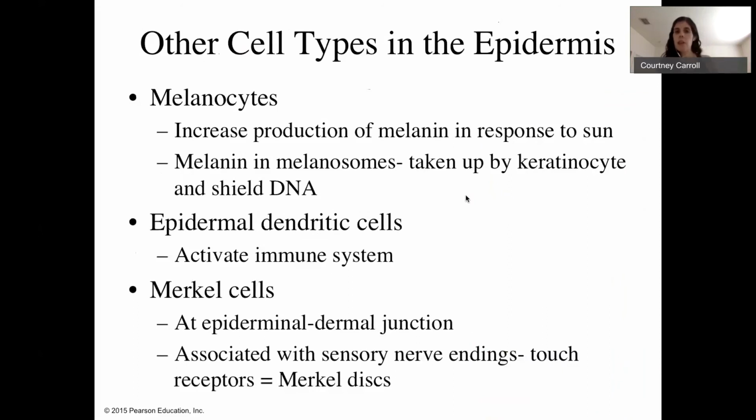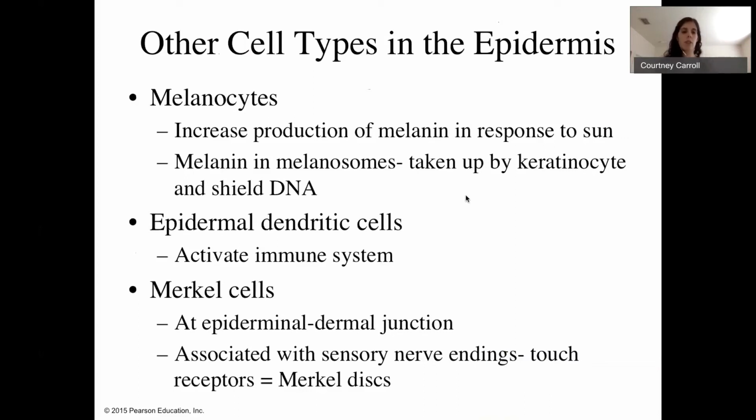There are a few other cell types. So not only do you have those keratinocytes, but you have melanocytes, which make melanin in response to the sun. And you'll learn about that in one of the videos. The melanin is then stored in melanosomes, which are taken up by the keratinocytes and help shield and protect their DNA from damage. You have epidermal dendritic cells, which are active immune cells looking around for invaders.